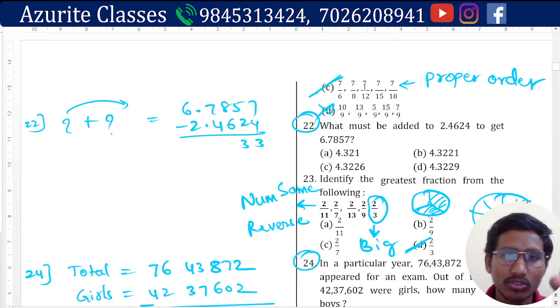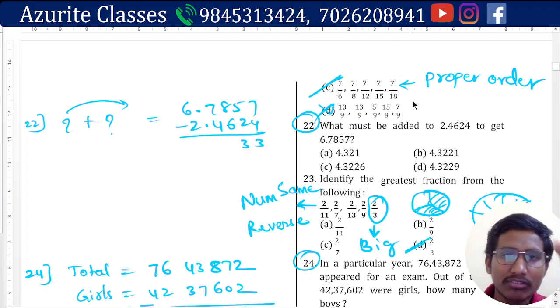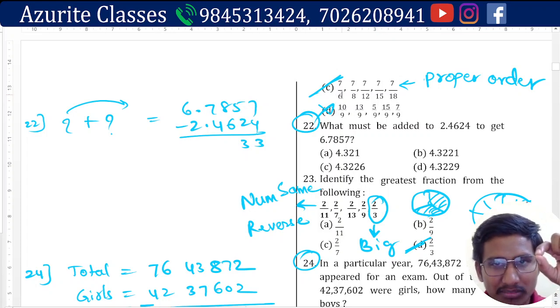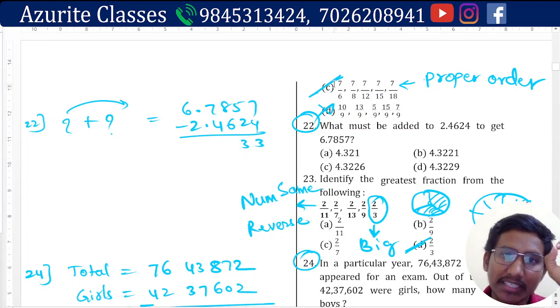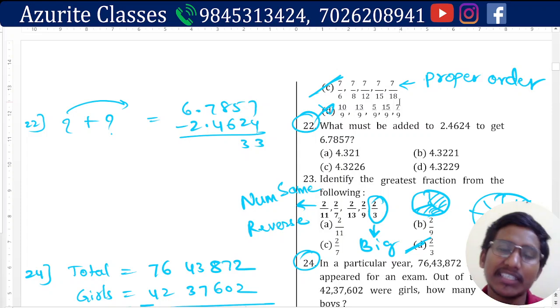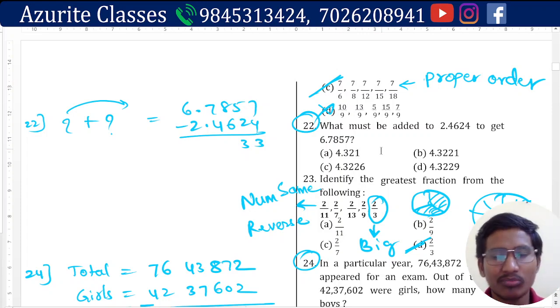I told you, numerators are 7, 7, 7. Denominator should be in reverse order. The smaller denominator will become the bigger number. So 7 by 6 will become bigger. When the numerators are the same, the denominator should be reverse. That will give descending order. Small to big denominators means descending order in fractions. When the numerators are the same, don't do it for any other. So D is not a proper order.